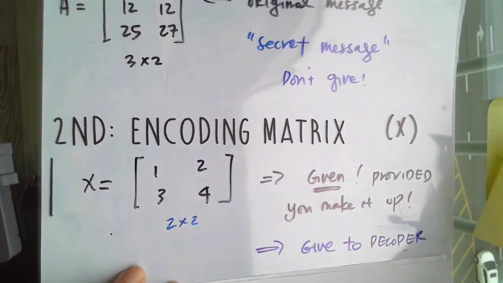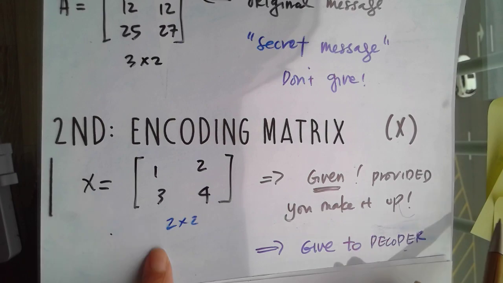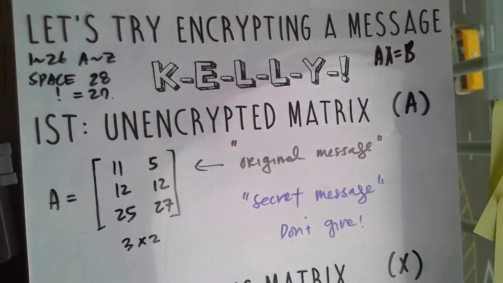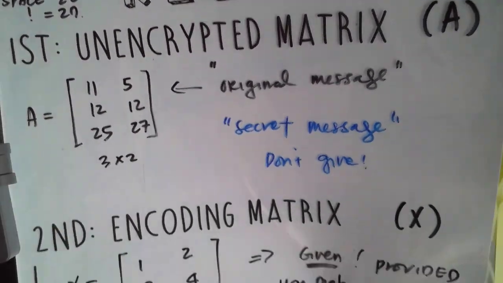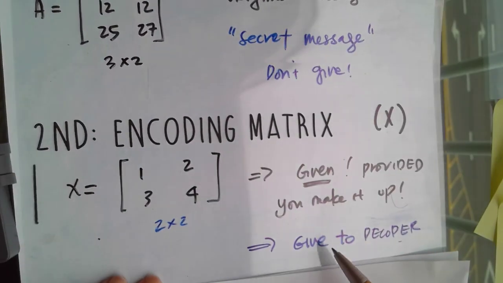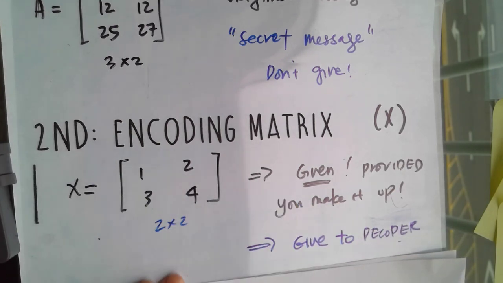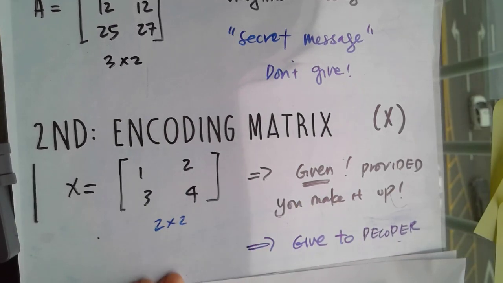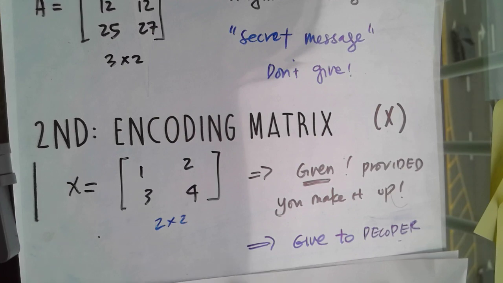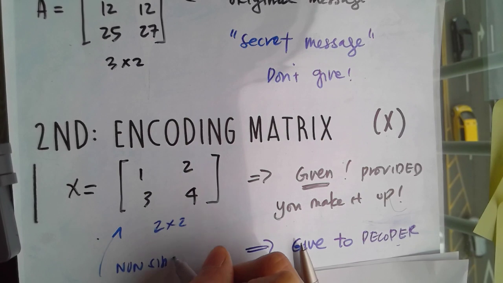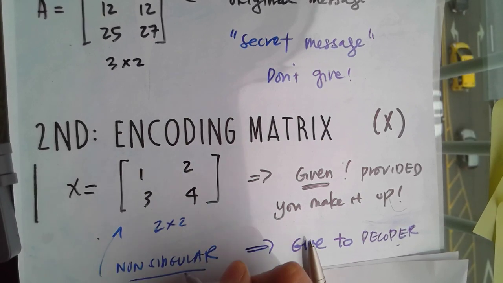Now, again, you're going to give your buddy, so wait, do you get it? Step 1, the unencrypted matrix, you don't give to your friend. The encoding matrix, your friend needs. You have to give it to the decoder in order for them to use it to multiply. So you have to give this up and you have to make it up. And most importantly, it has to be non-singular. So it has to have an inverse.